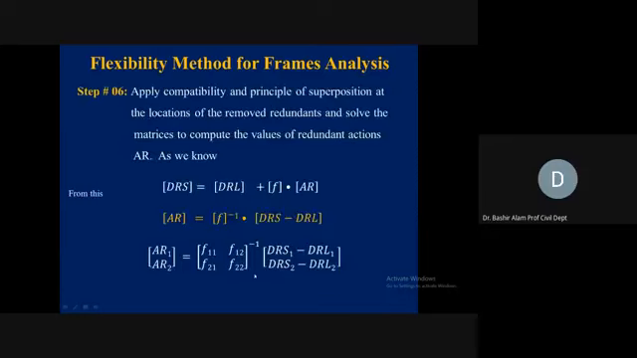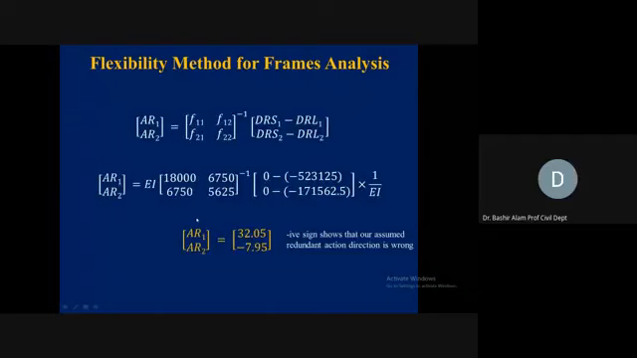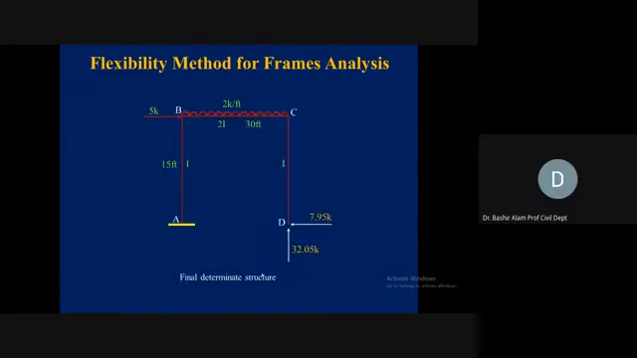Now we need to apply the compatibility equation and the principle of superposition. We plug in the values and find out. AR1 is coming 32.02. For AR2, we selected it as rightward directed, but the negative sign shows that we need to reverse the direction, so it is leftward directed. Now we put these values in place of AR1 and AR2: 32.05 in the upward direction and 7.92.